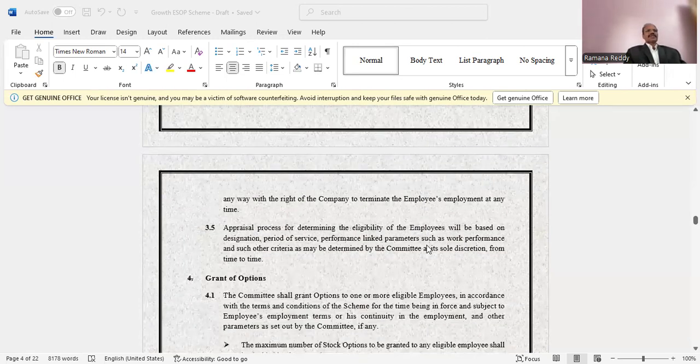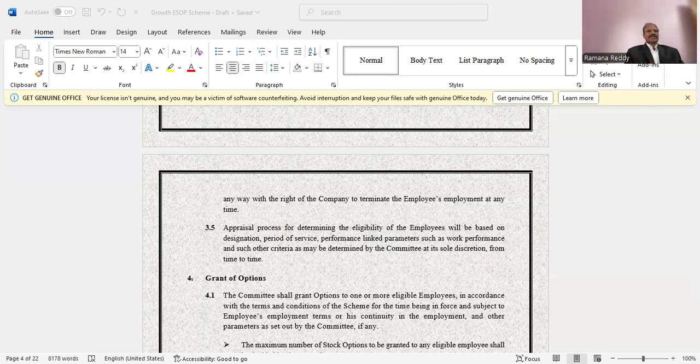So the appraisal process for determining the eligibility of the employee will be based on the designation, period of service, performance linked parameters such as work performance, and such other criteria as may be determined by the committee in sole discretion from time to time. Anyway, board will guide the committee.